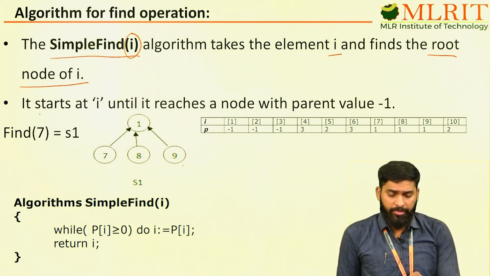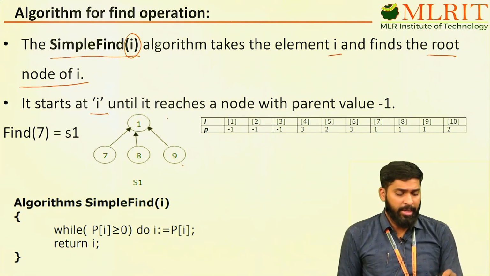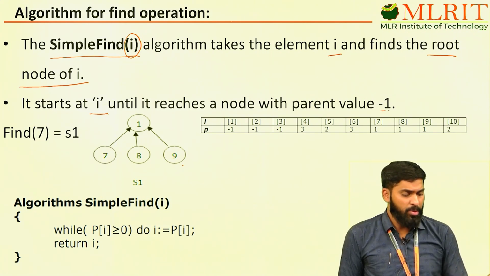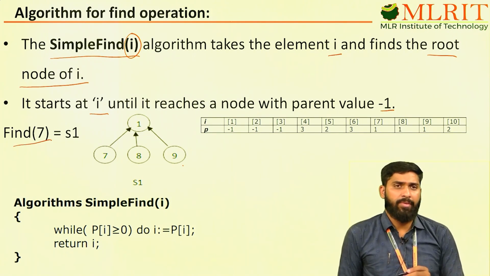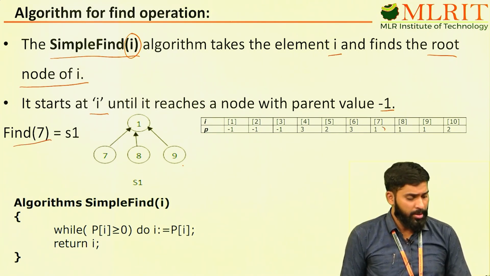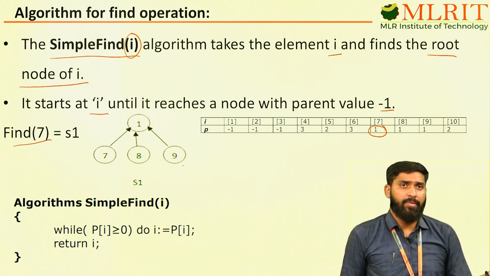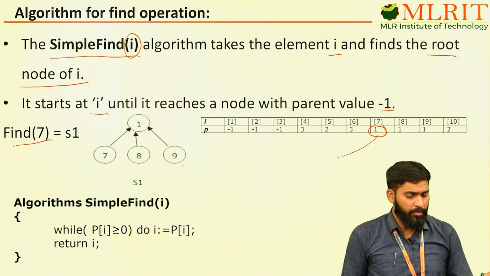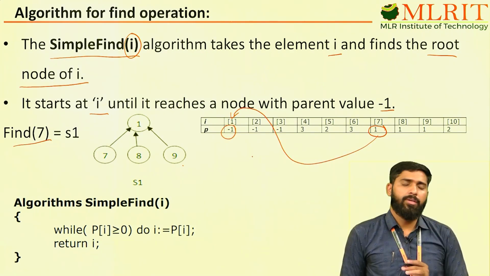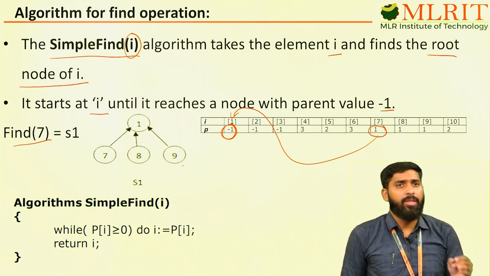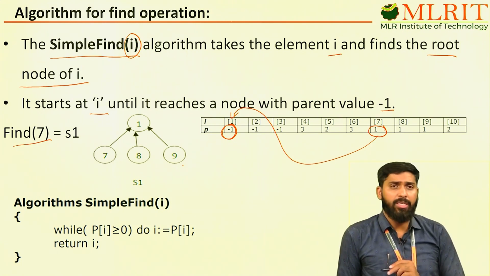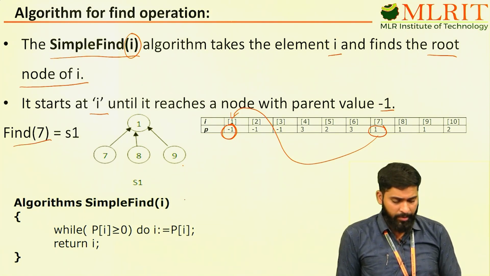Now it starts at I until it reaches a node with parent value minus 1. So for example, find 7. How? Here, index 7 entry is 1. That means it has one parent. Now we move to 1. Now how do we identify the root? The root's parent value is minus 1. So we traverse until the root is minus 1. So this is the simple find. Simple find of 7.